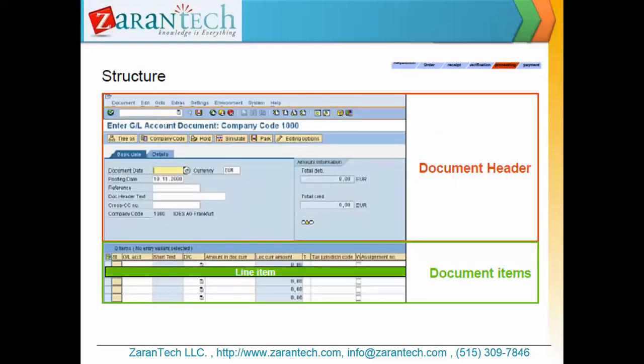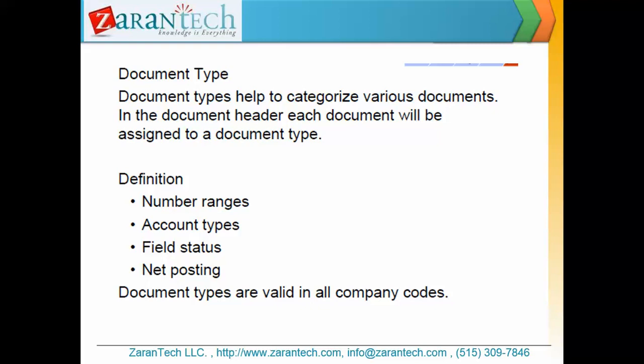This is the document structure. You have the document header and document line items. The header has the document date, posting date, and currency type, whereas in the line items you have which GL account you are posting to, what entry, how much value, all those details. Document types are very important, and also the number ranges, field status group, and posting keys. They are all very important in the P2P process.